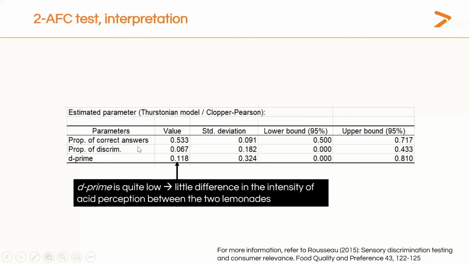Now, some of you may ask me, what is a threshold of D prime which is too high? I wouldn't know how to answer this question. It really depends on the traditions in the different industries. But anyway, if you want to know a bit more about the thresholds, you can check this article here, which will give you a few clues.